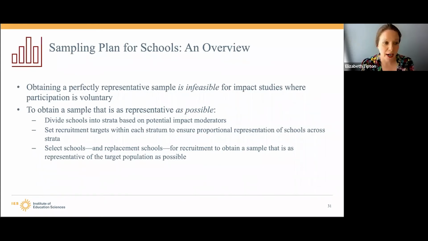We're going to divide schools into strata based upon these potential moderators. We're going to set recruitment targets within each of these strata, and we're going to set them proportional to how many schools are in the population in each stratum. And then we're going to select schools and replacement schools for recruitment to obtain a sample that is as representative as possible of the target population.